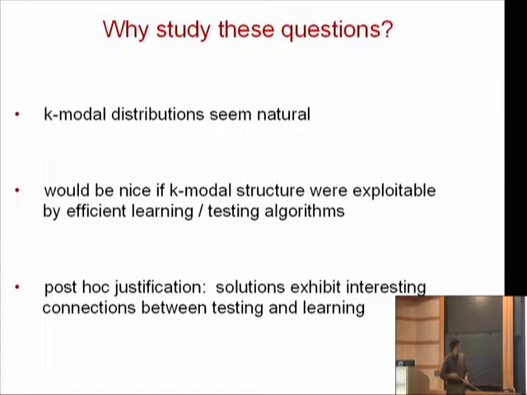OK, so why are we interested in these questions? Well, these k-modal distributions seem like a pretty simple natural class of distributions you could think about. Maybe one way to decide whether these k-modal distributions are natural or not is to ask yourself, can we solve different kinds of algorithmic problems more efficiently for these distributions than we can for general distributions? It would be nice if that structure was something that algorithms could do something with, and we'll see that is the case. And as a kind of post hoc justification, these solutions we have for these testing and learning problems give us interesting connections between testing and learning. Our learning algorithm uses ingredients from testing, our testing algorithm uses ingredients from learning, and so on.